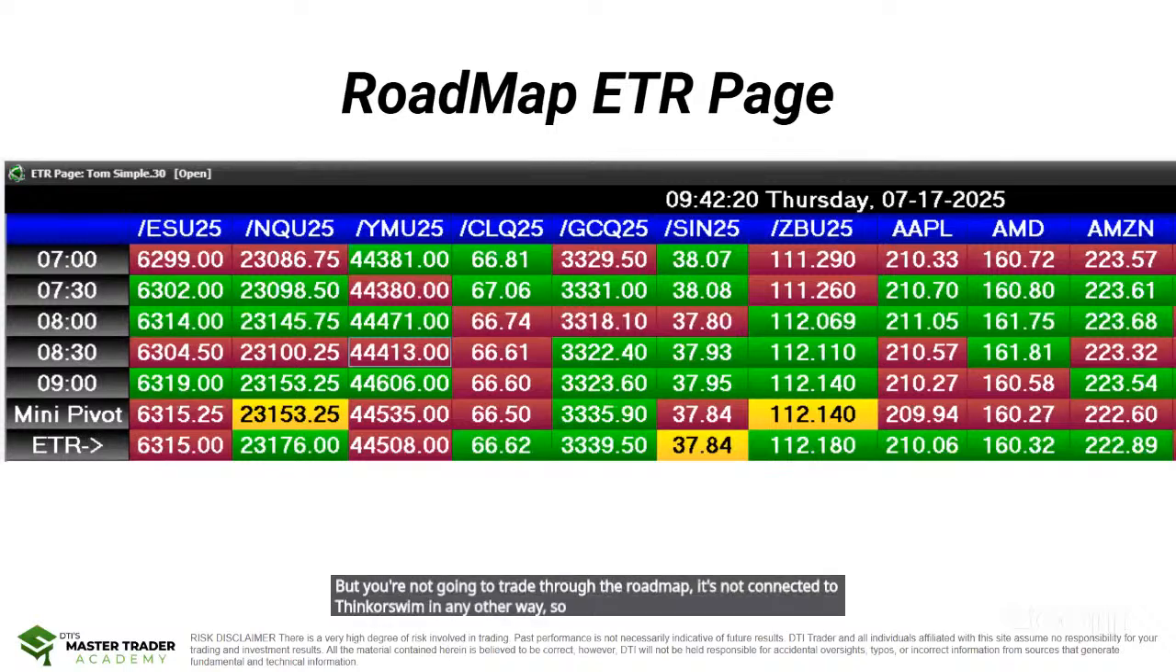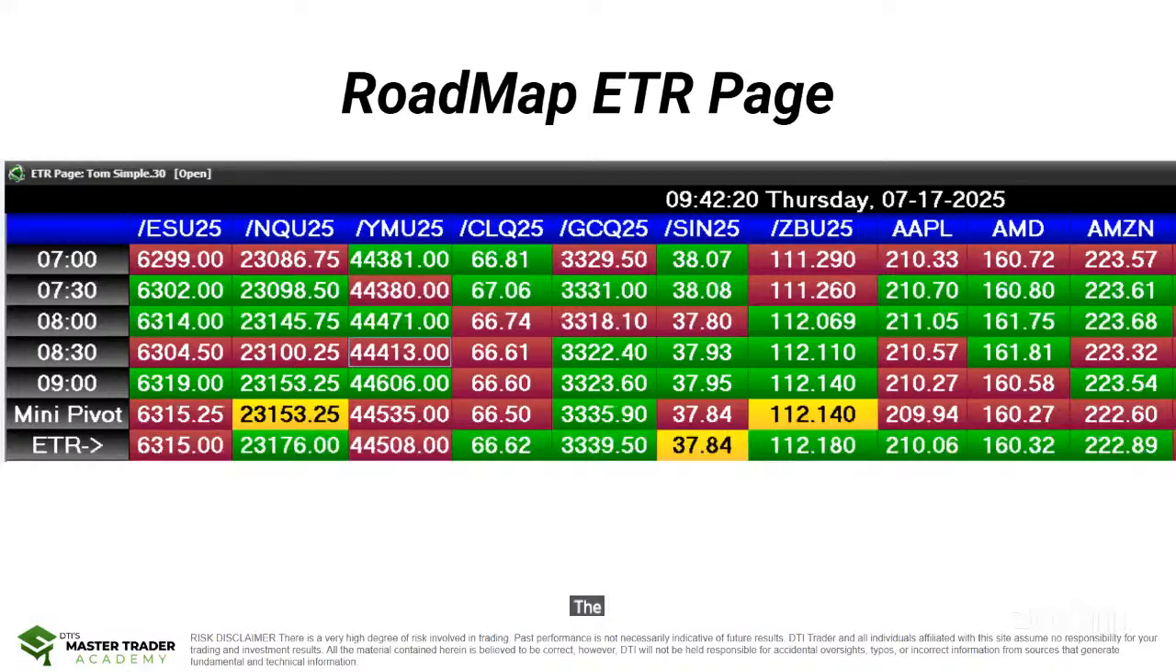So it's not like MTI. MTI is an indicator that goes on to Thinkorswim. The roadmap software is a much more powerful, completely separate software, but it does use Schwab data to run it at no charge on a monthly basis. So that's really nice there from Schwab.